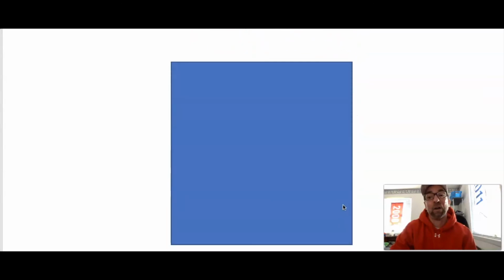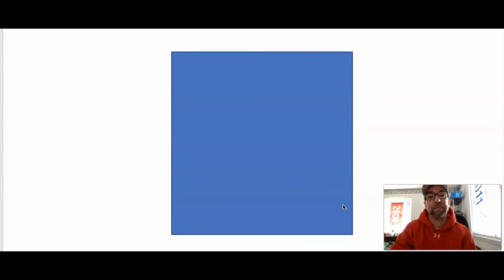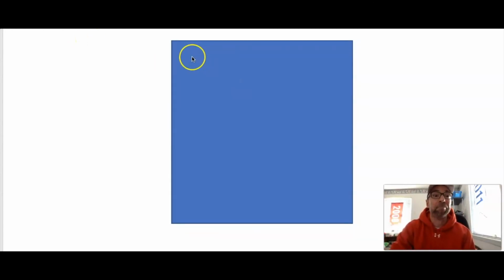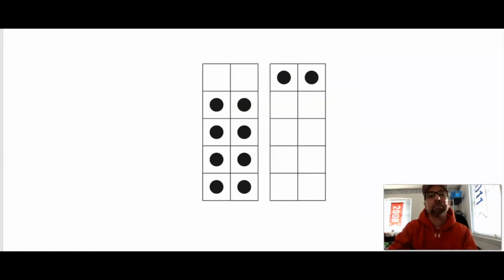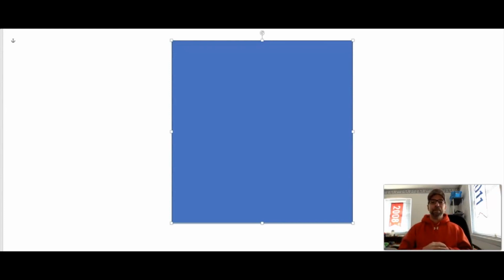Let's try our last one. Here we go. Clear that whiteboard if you have to. It's going to be pretty quick again. How many dots do you see staring right back at me? Make sure you're looking. How many dots were there that time? Let's take a closer look.